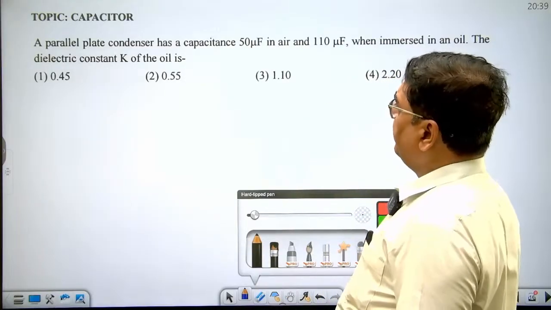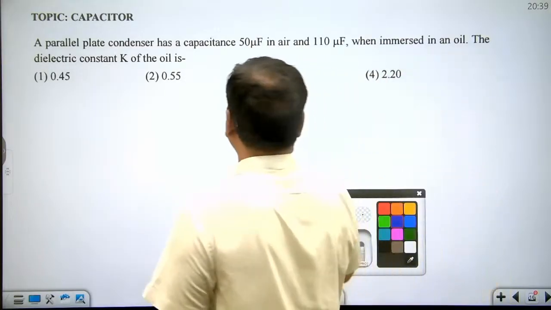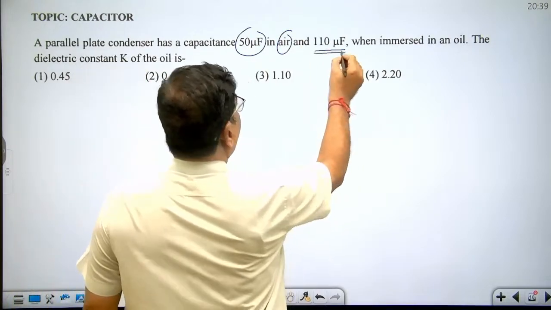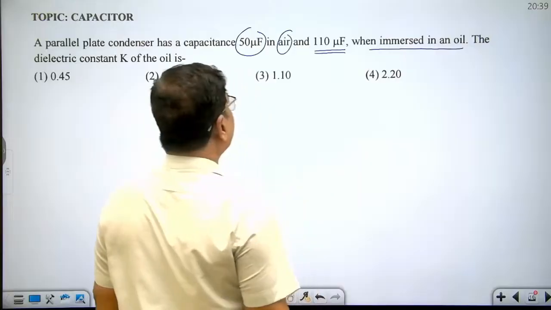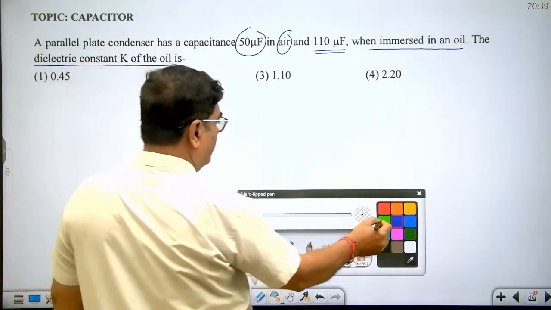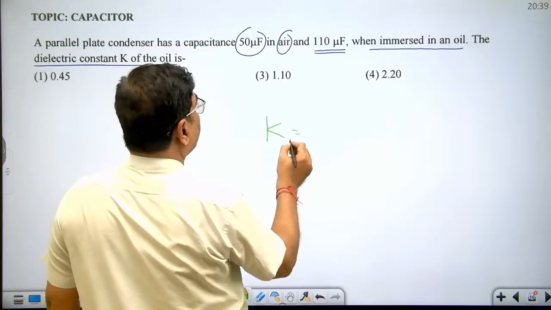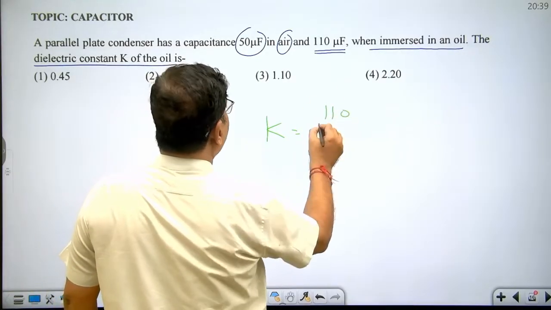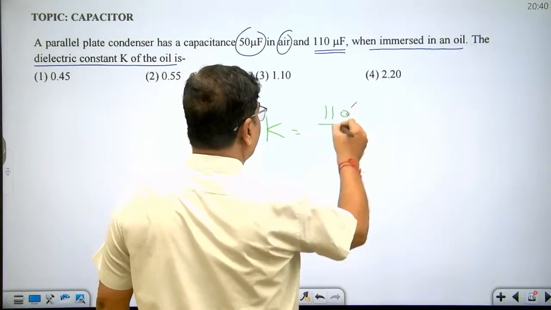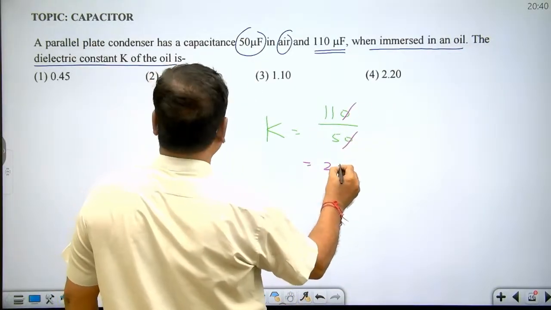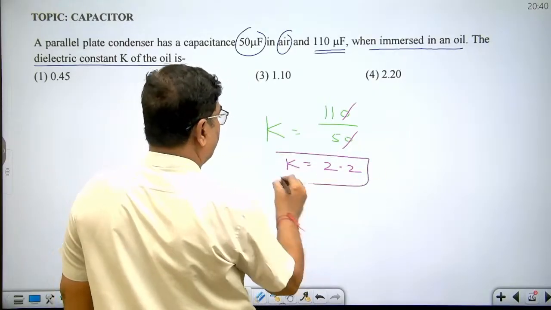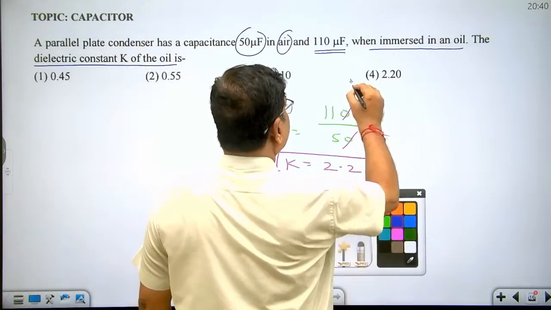In this problem, a parallel plate condenser has a capacitance of 50 microfarad in air and 110 microfarad when immersed in an oil, okay. The dielectric constant K of the oil, directly you can write, the dielectric constant is equal to what? Capacitance in liquid divided by capacitance in air. Cancel 0 and 0. Now this is 2.2. Okay, this is the dielectric constant, okay. So out of 4 options, the correct answer is option 4.